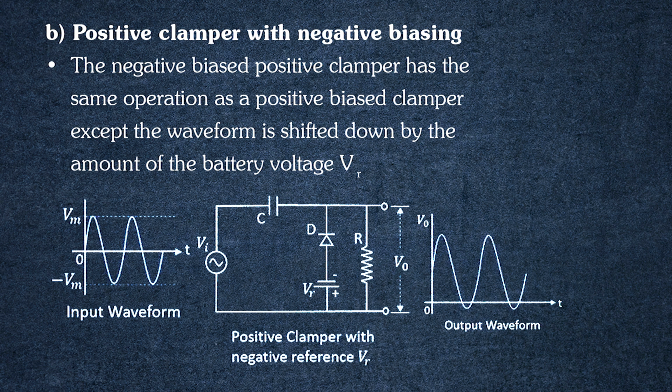As we have seen in the output of the positive clamper, the waveform is shifted above the reference line, in which the lowest portion of the waveform touches the 0 volt line. For positive biasing, that lowest point is shifted above by the voltage of the battery.